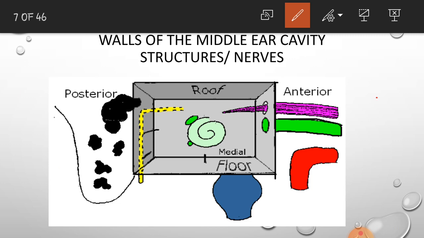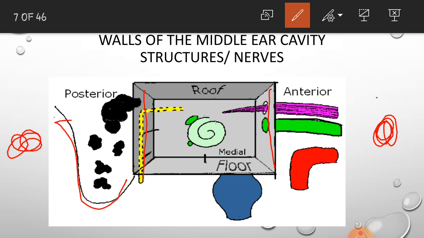Okay, let me tell you this. Now we are looking at this cavity, which is the right middle ear cavity, and we are looking at it from the lateral side. So we are standing laterally and we are looking at the middle ear cavity of a person whose face is here on the right and back of the head is here, because we can see the mastoid process here.